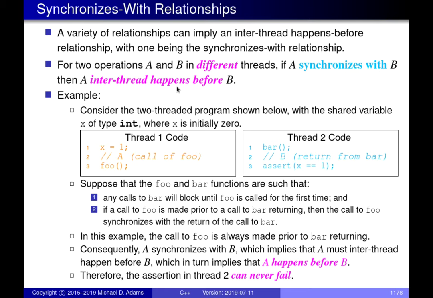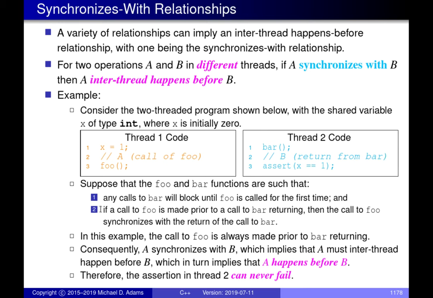To further illustrate the notion of a synchronizes-with relationship, I have a code example on this slide. In the code example, we have a two-threaded program where the two threads are sharing a variable x of type int, where x is initially 0. We also have appearing in this code a call to a function called foo and a call to a function called bar. For the purposes of this example, we're going to suppose that these functions have certain properties. First, any calls to the function bar will block until the function foo is called for the first time. The second assumption is that if a call to foo is made prior to a call to bar returning, then the call to foo synchronizes with the return of the call to bar. You can think of this as part of the documentation for these functions, which are functions in a library that we're using.